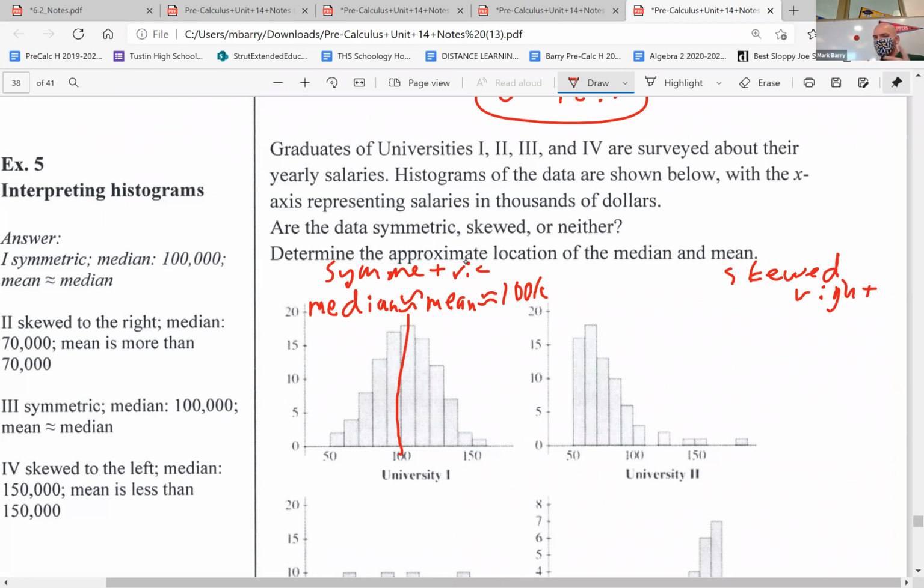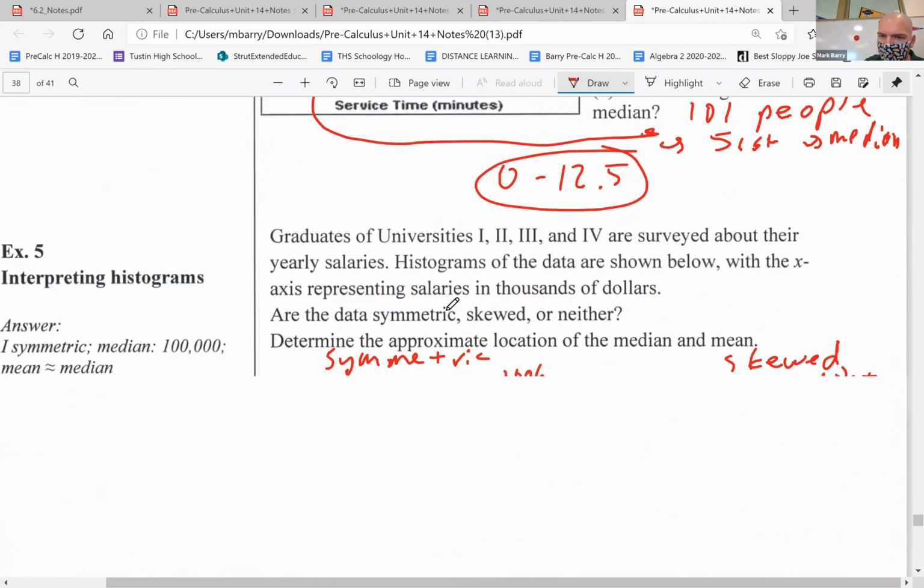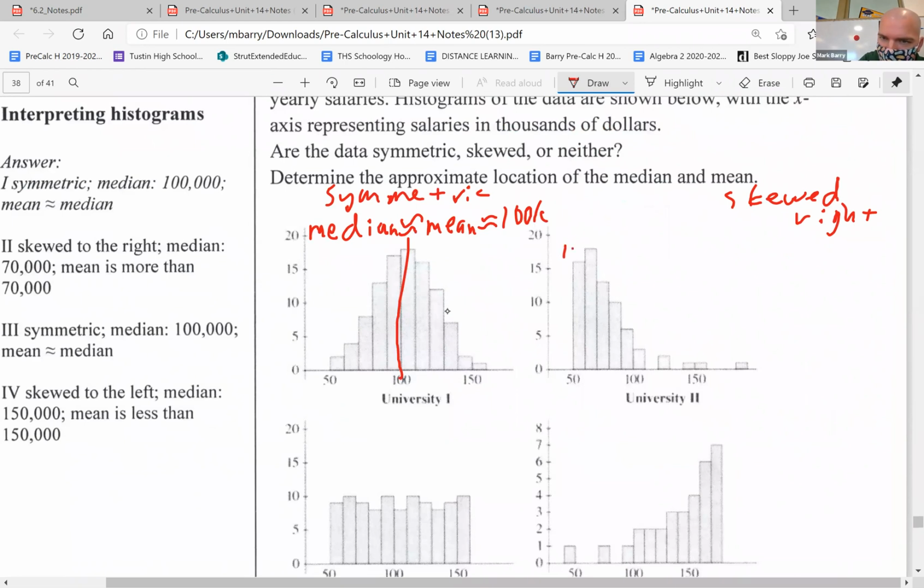For the median on this one, I would probably do what we did on this one and count up the data points. So I got 16. This is probably 18. This is probably 13, 10, 6, 3, 2, 1, 1, 1. So I got 71 people, if you add all those up, which would mean 35 to 36 would be the median.